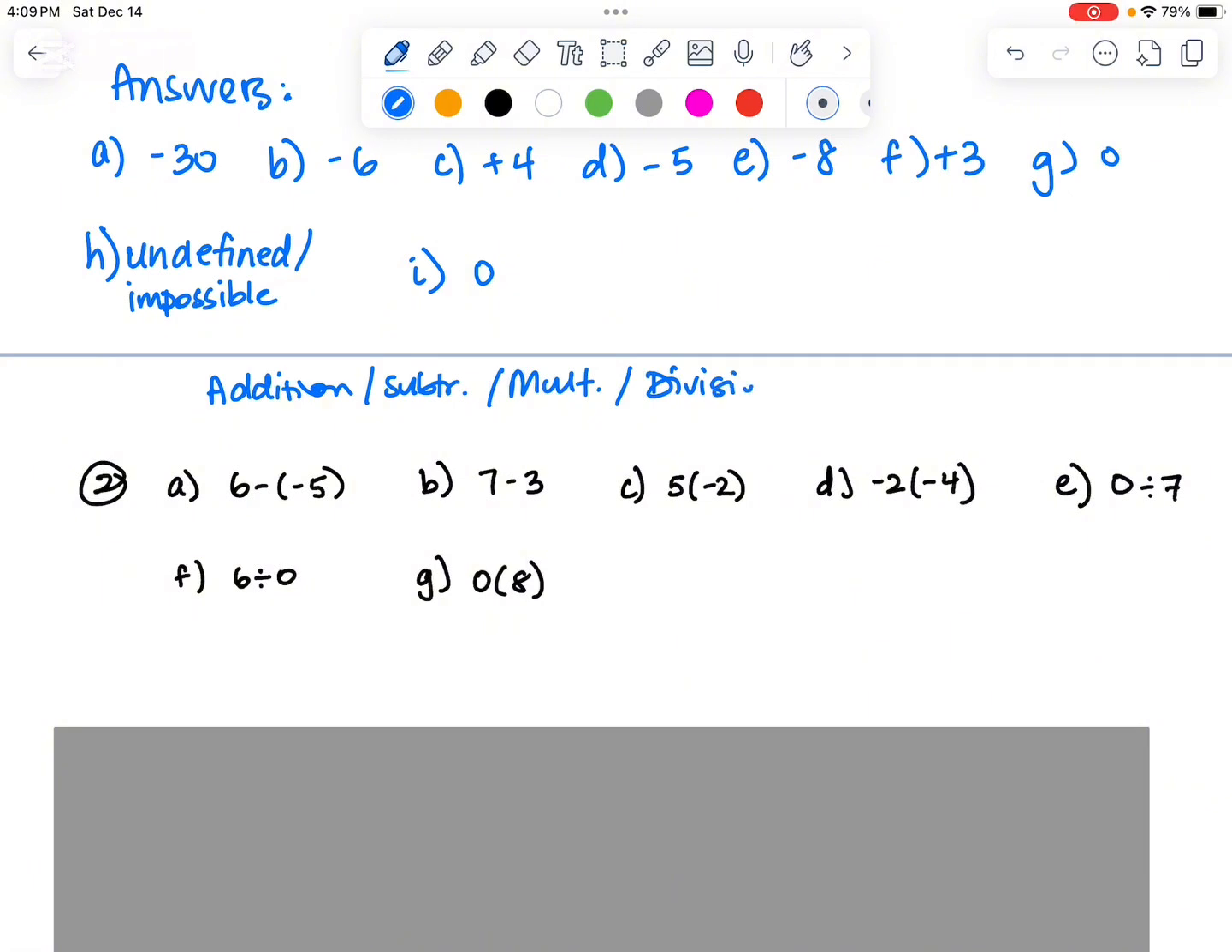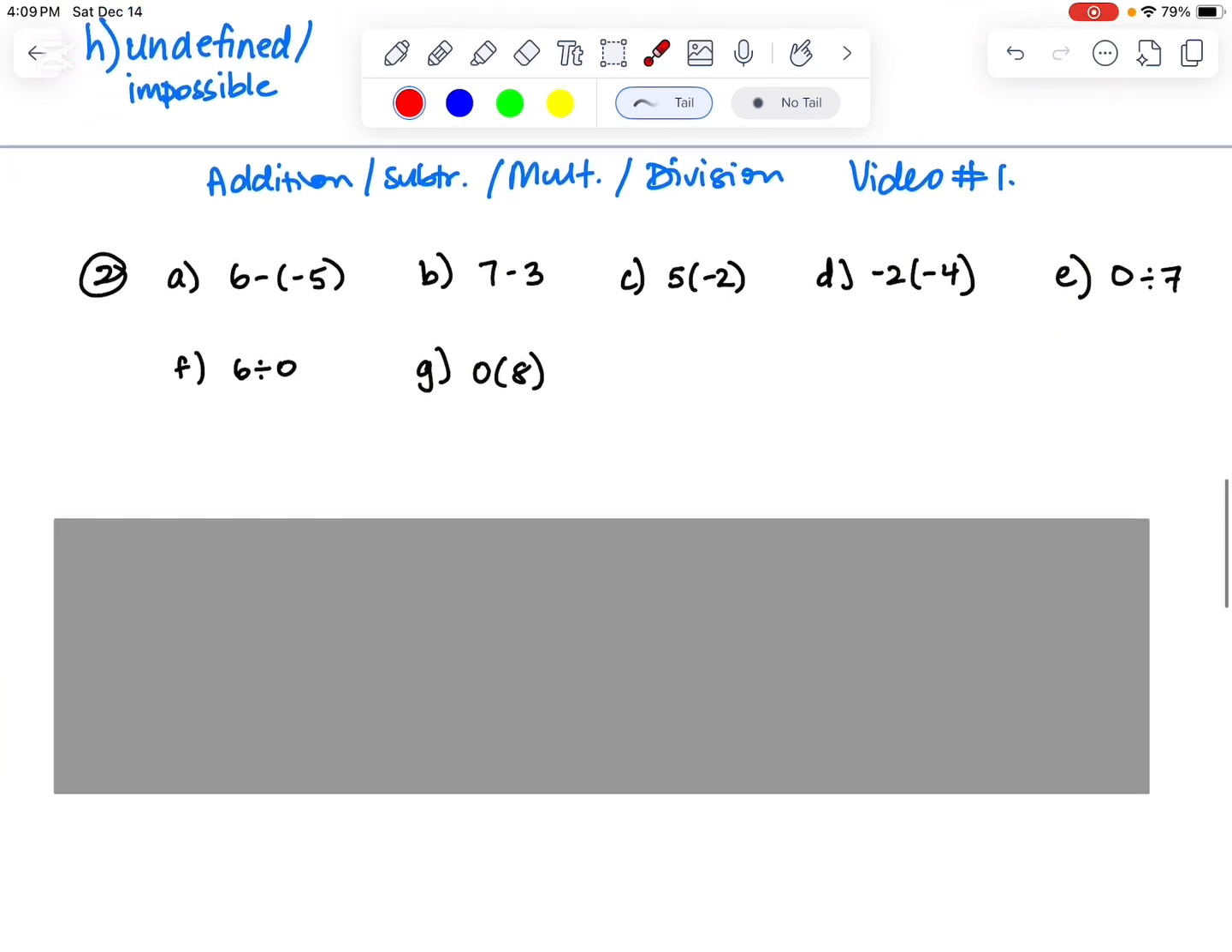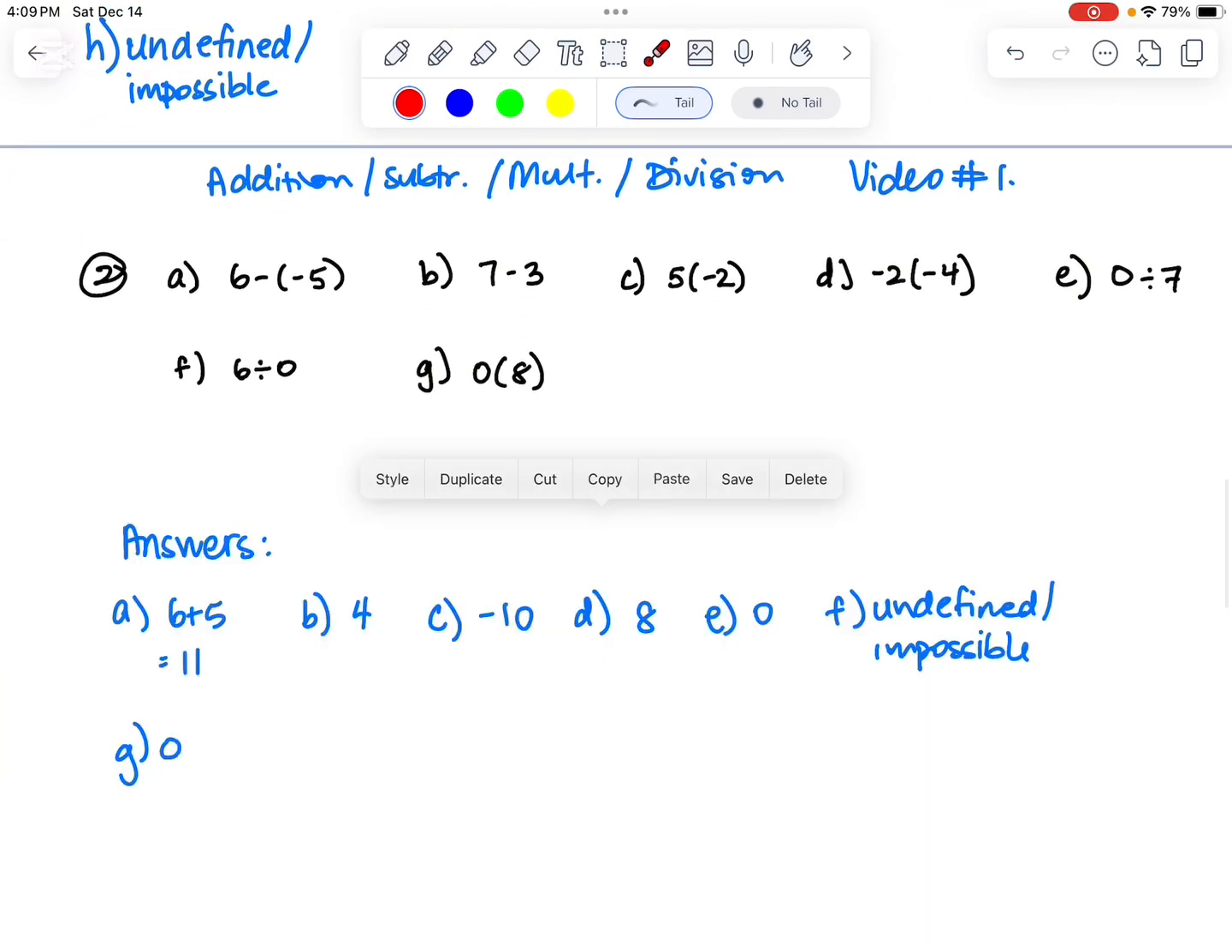So I'm mixing in concepts from our integers video number 1. So if you haven't watched that yet, that might be helpful, but many of you can do it anyway. So pause the video. I would encourage you to try this as well, just to make sure that you can tell the difference between addition and subtraction questions and multiplication and division, because sometimes they look really similar.